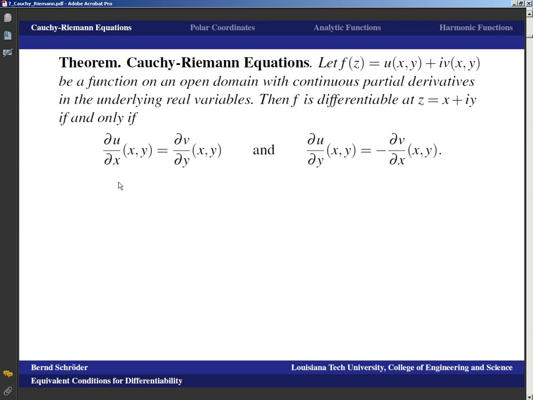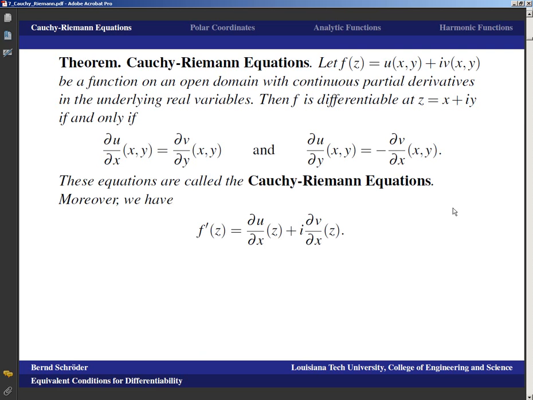Now remember, partial derivatives work just like regular derivatives, only that you leave the other variable constant. So the partial derivative of u with respect to x is just a derivative in x where we pretend that y is a constant. The partial derivative of v with respect to y is a derivative in y where we pretend that x is a constant, and so on. Okay, these equations are called the Cauchy Riemann equations.